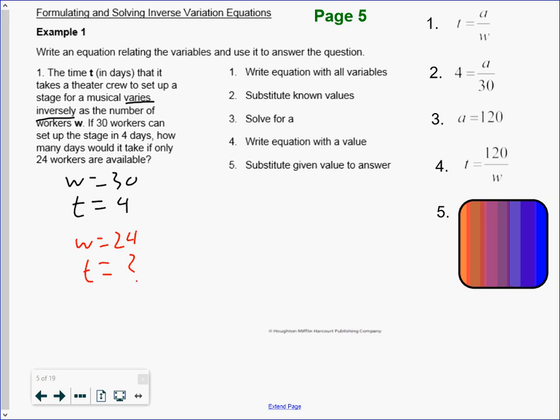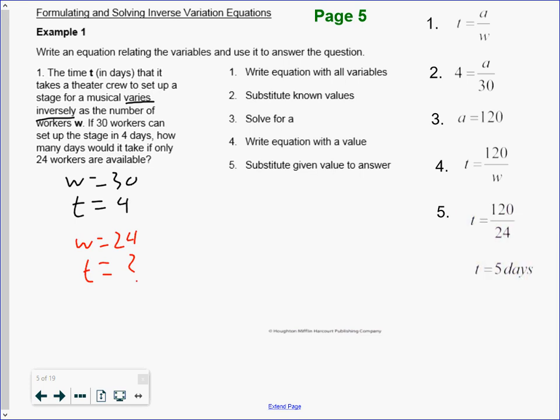So now I can plug in any W or T that I want, and I can always find the answer for the other variable. So in this case, I want to know what T is going to be when W is 24. So all I do is take that W, that 24, I plug it in, and solve for T. So T is going to be 5 days. So 120 divided by 24 will give me 5. So that's pretty much it.